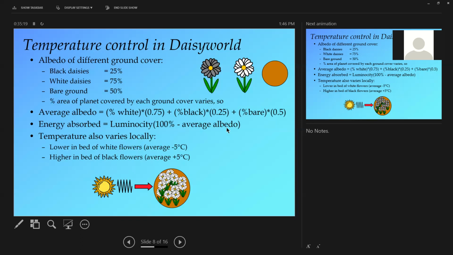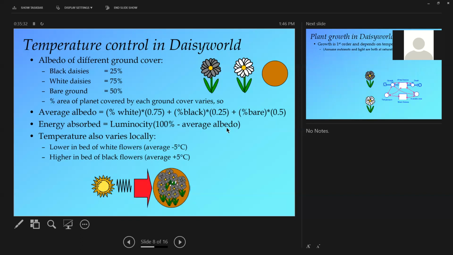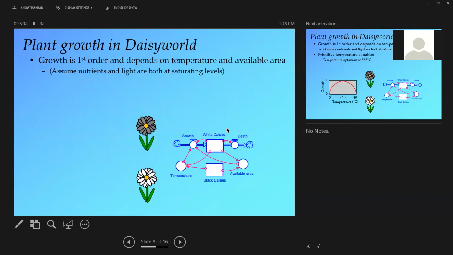So you have a bed of white daisies. You've got relatively little energy being absorbed. You've got a bed of black daisies, and you've got a lot more energy being absorbed and converted into heat. So again, it's pretty straight up. So let's now talk a little bit more about what the model looks like.